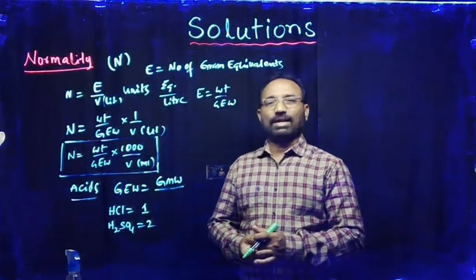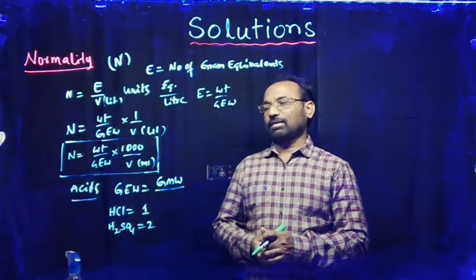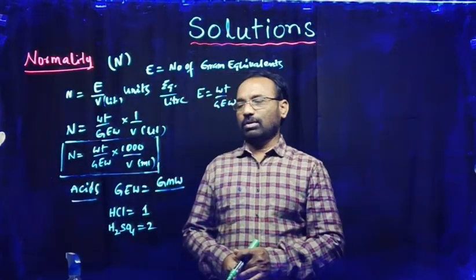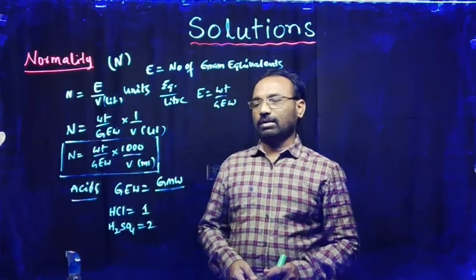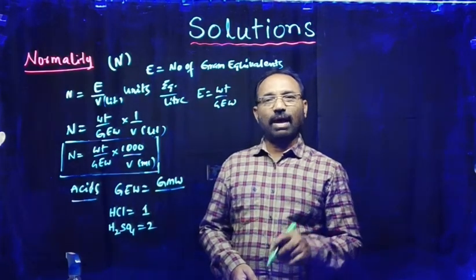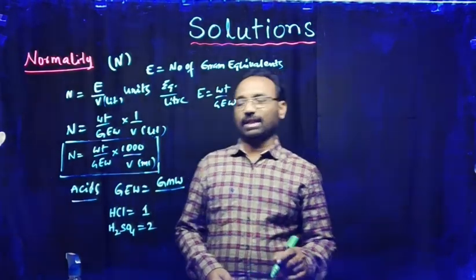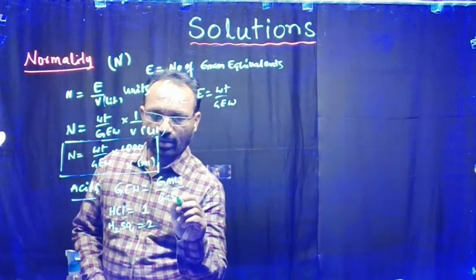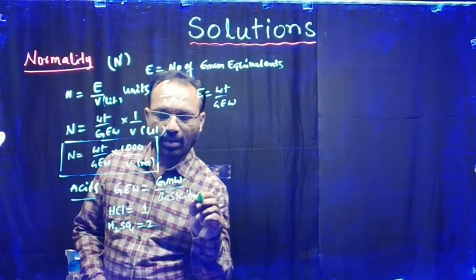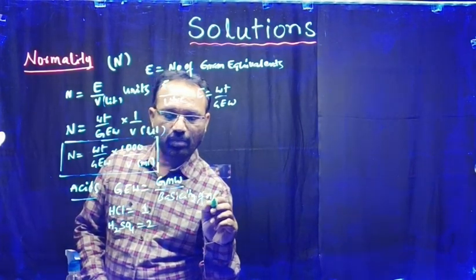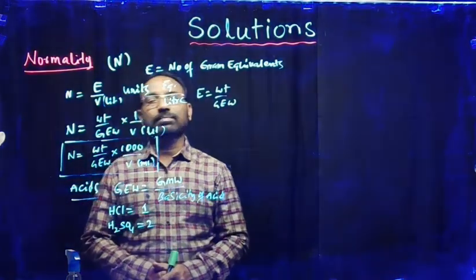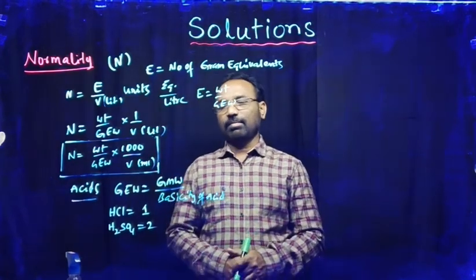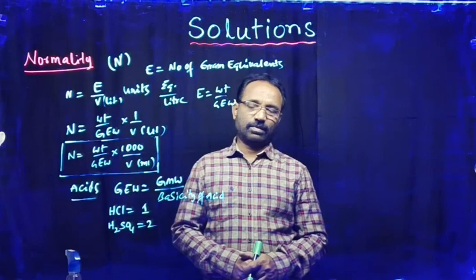So, in case of acids, what I am saying? In case of acids, the gram equivalent weight equals gram molecular weight by basicity of acid. The gram equivalent weight equals gram molecular weight by basicity of acid.